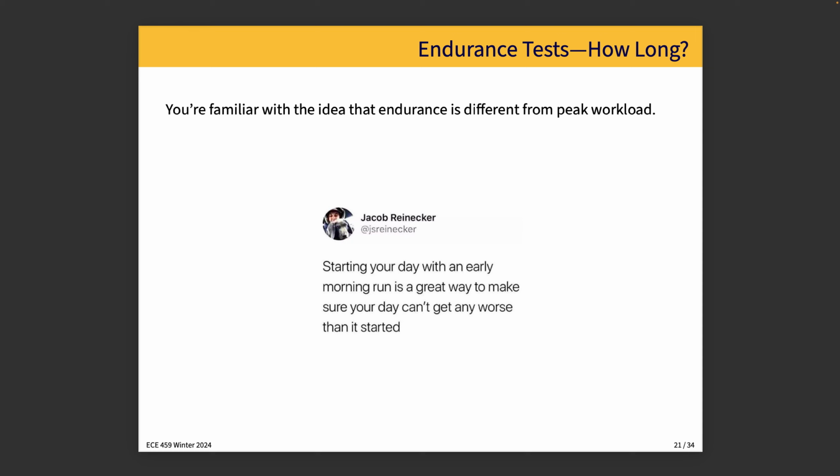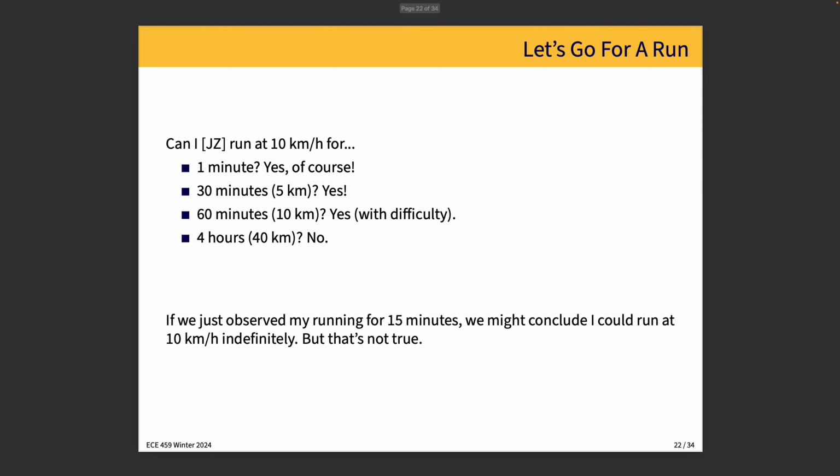And you're probably familiar with the idea that endurance is different from peak workload, if you will. So here's a good example, talking about running, for exercise and health, allegedly. Can I run at 10 kilometers an hour for 1 minute? Yes, of course. In fact, for a 1 minute sprint, I can run much faster than 10 kilometers an hour. Fine. Can I run at 10 kilometers an hour for 30 minutes? That is, do a 5K run in 30 minutes?